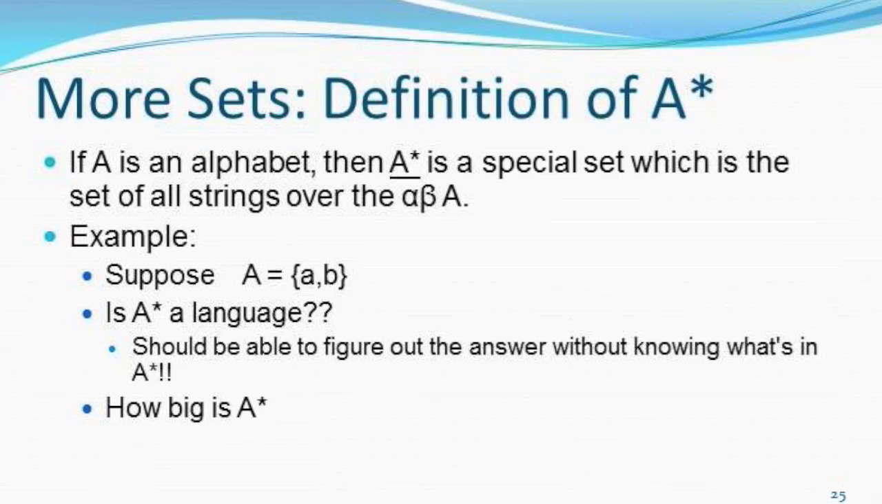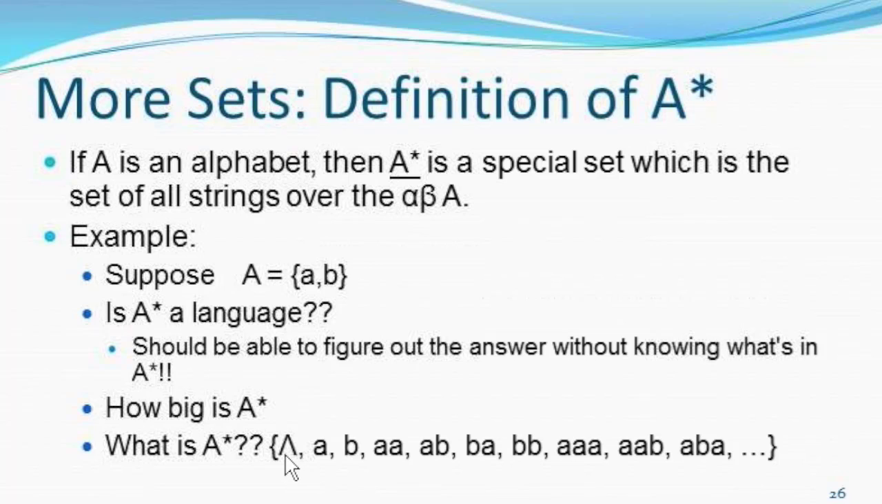How big is A star and what is A star? Well, let's think about what A star is. If we have this alphabet here, there's going to be an infinite number of strings over that alphabet, right? So here's the start of A star. A star always contains lambda because, of course, lambda is a string over any alphabet.